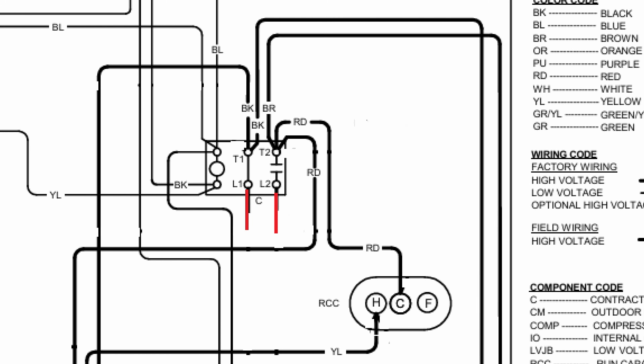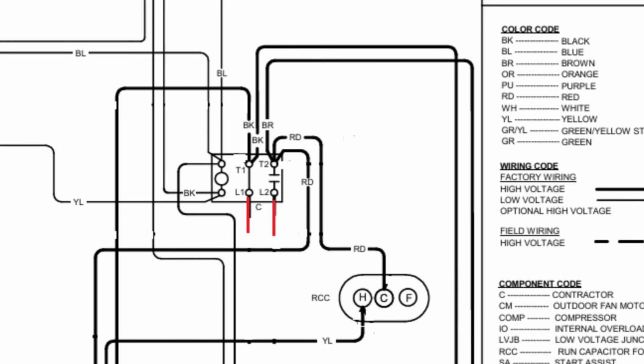You can see these two red highlighted lines there, L1 and L2. That is our high voltage coming into the unit. So that's our 208 or 230, 240, whatever it may be, that actually powers the compressor and the condenser fan motor. But the contactor has to pull in order for that power to get in there.